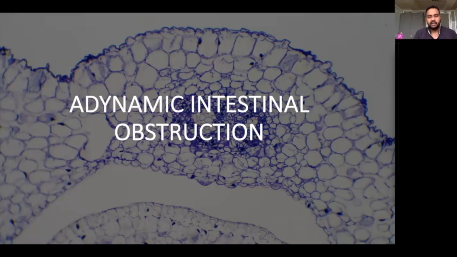But even when the lumen is patent, you can still have an intestinal obstruction if there is no peristalsis. That is what we discussed earlier. So when there's a block inside the lumen, we call it dynamic intestinal obstruction. And whenever the peristalsis is stopped, or there's absent peristalsis, then we call it an adynamic intestinal obstruction. So today we will discuss adynamic intestinal obstruction. Okay.